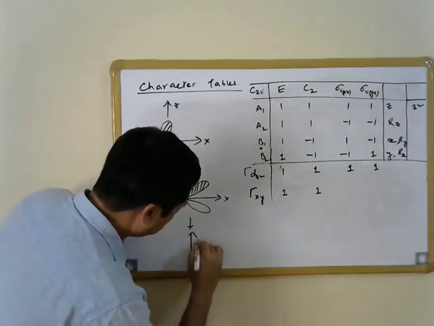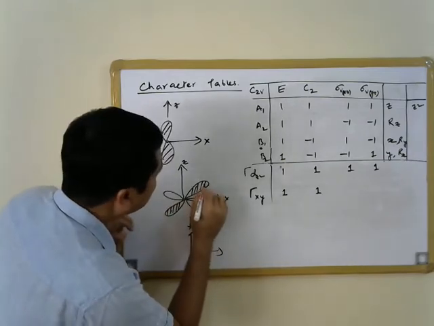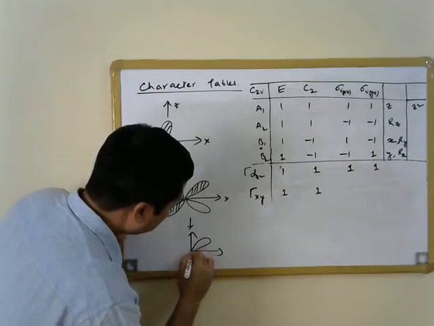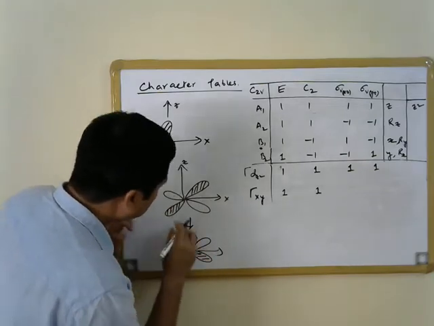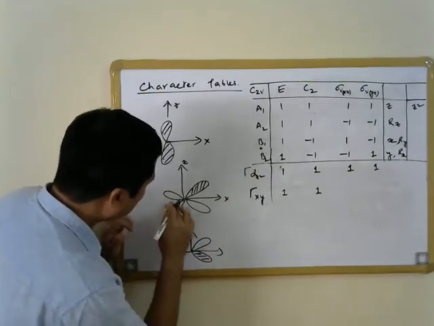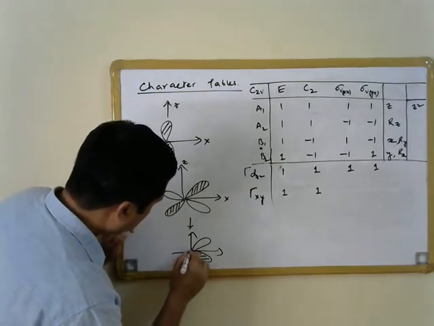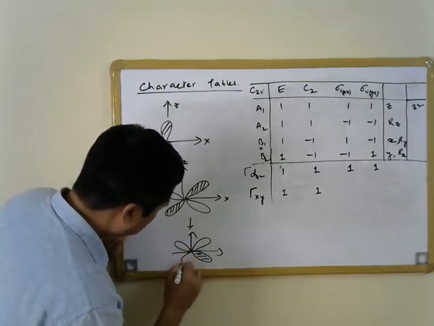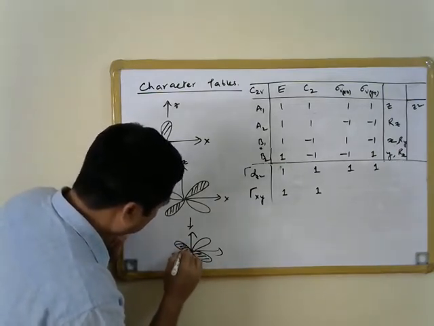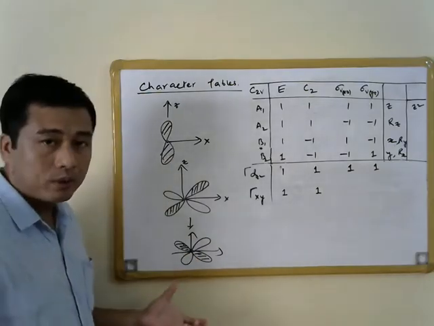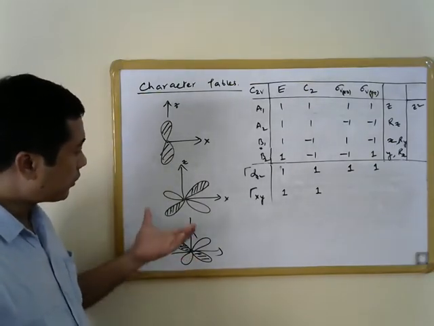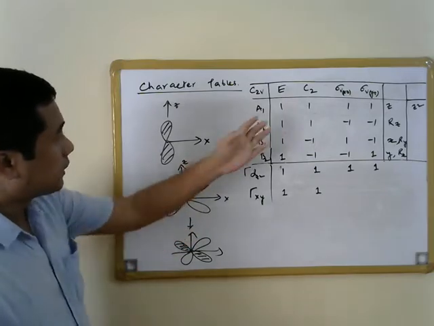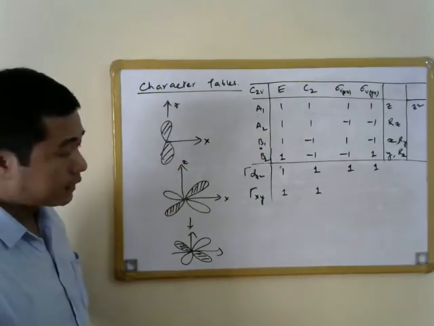What we will get, this lobe will move over here, this will reach over here. So similarly, these two lobes will get switched. So this is going to be the case. The symmetry of the lobes has exactly reversed when we do the sigma v xz symmetry operation.